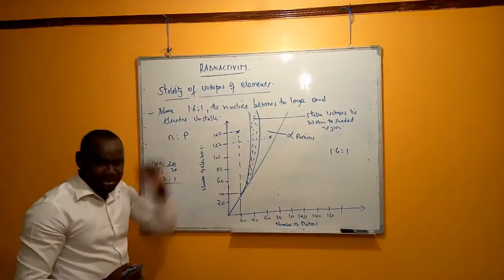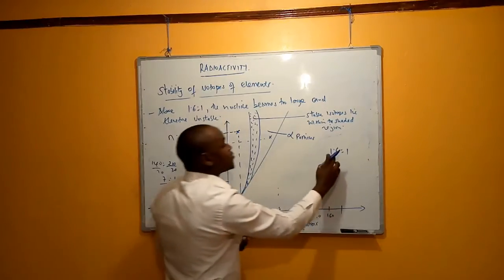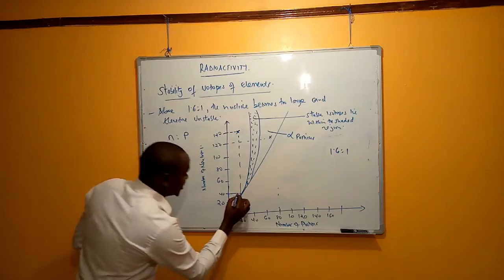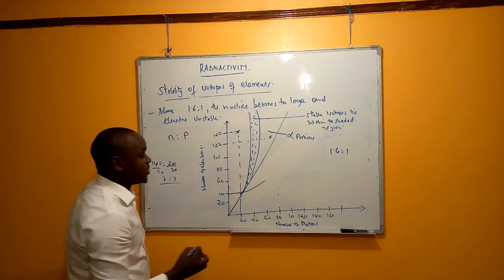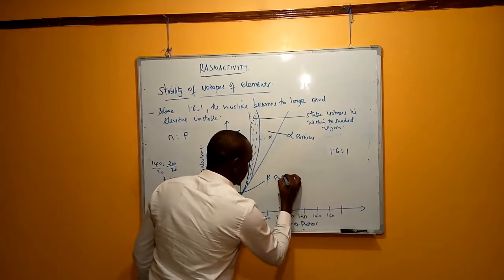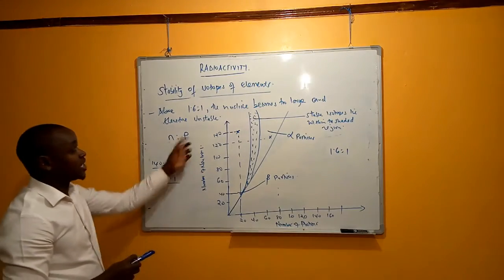So this is just an explanation that any point that lies in between here will have a ratio above 1.6:1, and therefore be an unstable nuclide. All these nuclides will undergo some changes and will emit some particles called beta particles. This is just an illustration of what you've just learned.